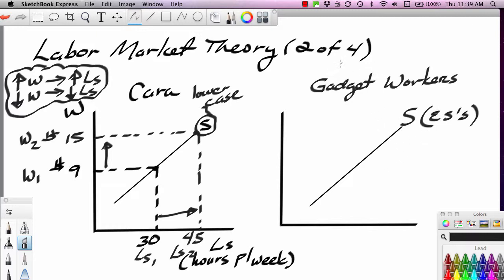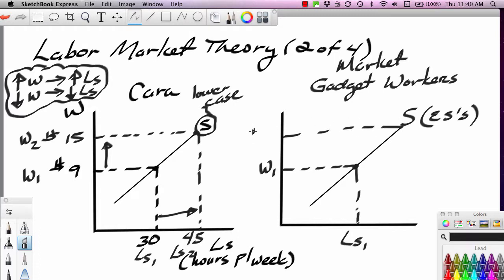So this is the market supply curve for gadget workers. This includes Kara's supply curve and all the other workers who do gadget working in this particular area. What do we see? We see the same thing. At relatively low wages, there's relatively low labor supplied. At relatively high wages, people are willing to supply more labor. And again, this is the law of supply. It is the law of supply applied to the supply of labor.